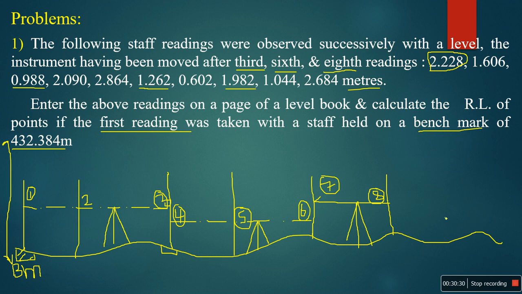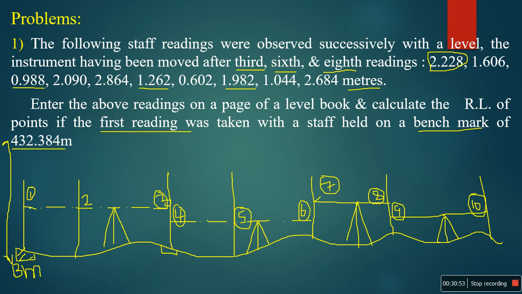After this one, again they have shifted the instrument. I have set up the instrument like this. This is the line of sight. Again they have taken the previous staff reading. This will be the 9th. Then this will act as the last reading, that is the 10th reading. Okay. Now I hope it is clear.